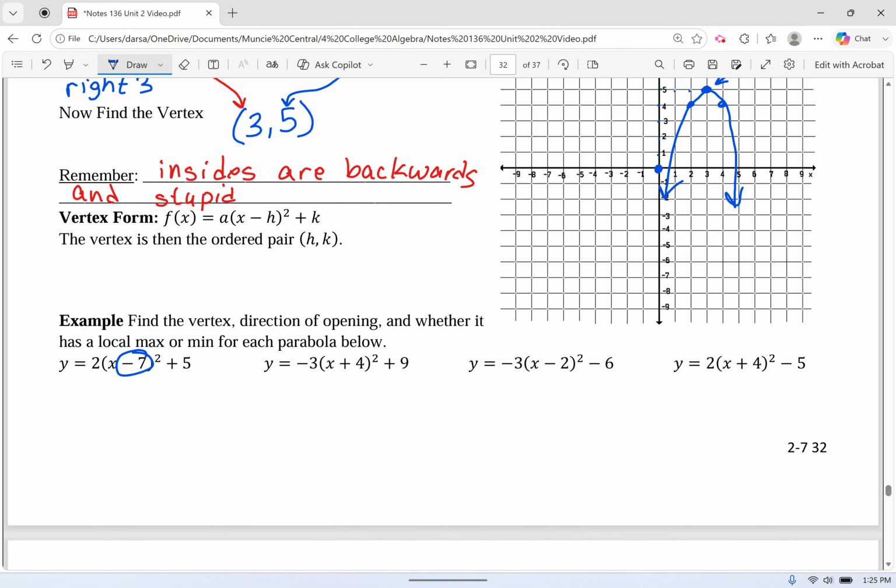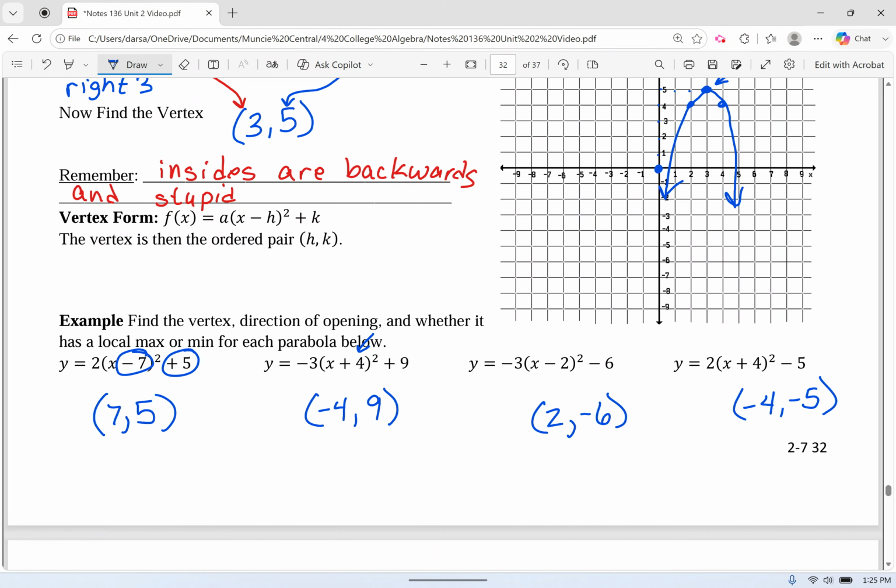So insides are backwards and stupid. We're going to have a positive 7, and we keep this one the same, positive 5. Okay, insides are backwards and stupid, negative 4, and keep the y the same, positive. Insides are backwards and stupid, positive 2, negative 6, and insides are backwards and stupid, so negative 4 and a negative 5. Hopefully you will be able to very quickly find the vertex when a problem is in vertex form.